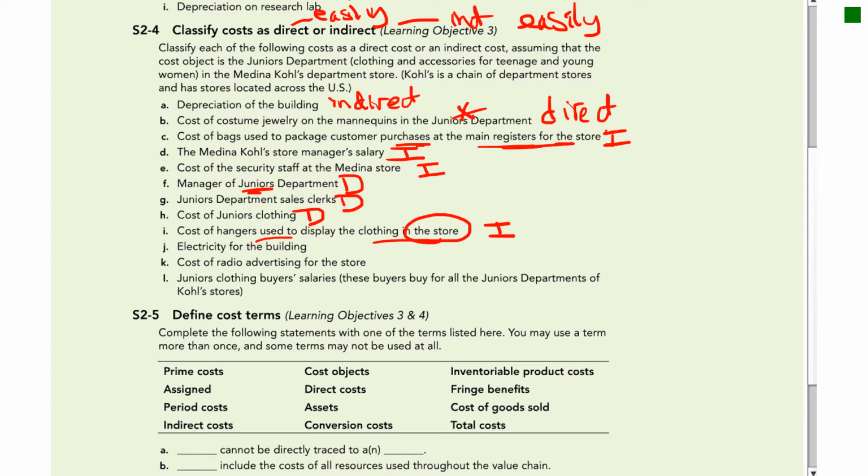Electricity for the entire building, that's going to be indirect. Remember, that's not just for the little area within the store, so you have to do some allocations. That's not easy, that's indirect. Cost of the radio advertising, again, just for the store. Again, same reasoning, that's indirect. And then finally, junior clothing buyer salaries. Because they buy for all Kohl's stores, you're going to say indirect. If they only bought for this one store, for the juniors, you'd say direct.